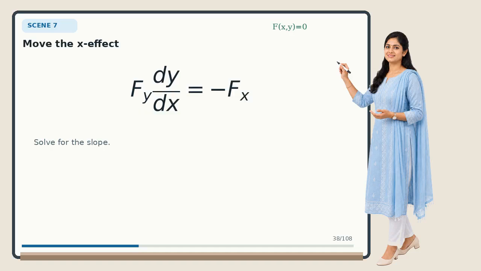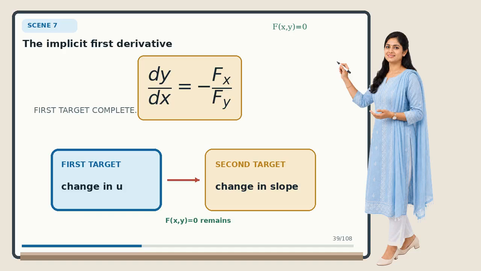Move f sub x to the other side, the y contribution must cancel the x contribution. Assuming f sub y is not 0, divide by f sub y. We have obtained the first derivative from the total change limit, not by jumping directly to a memorized formula.